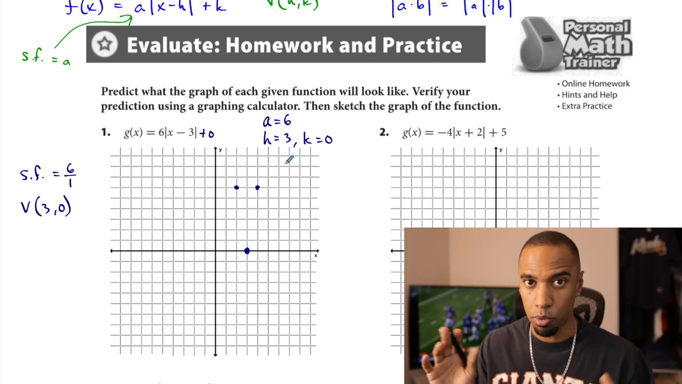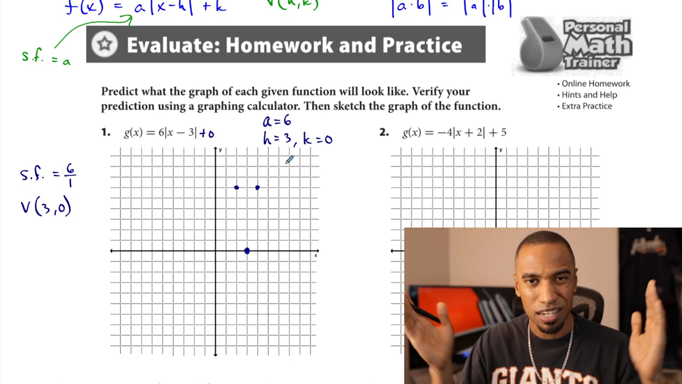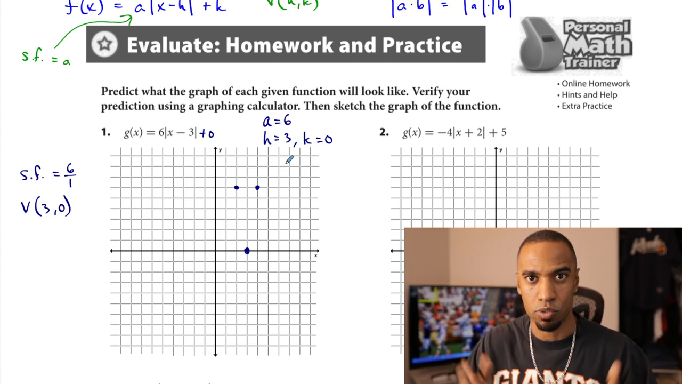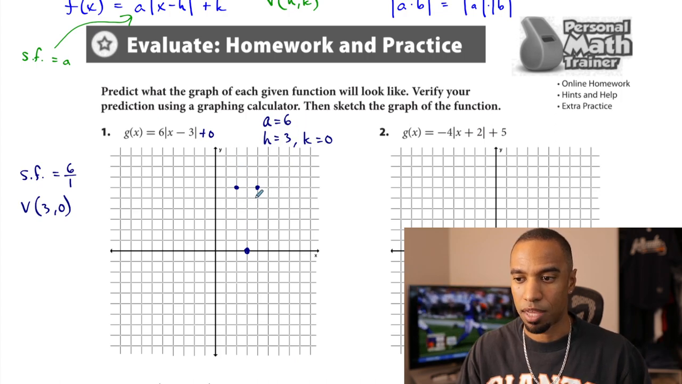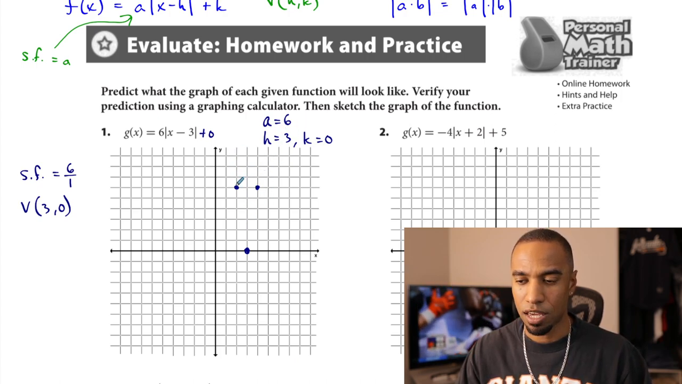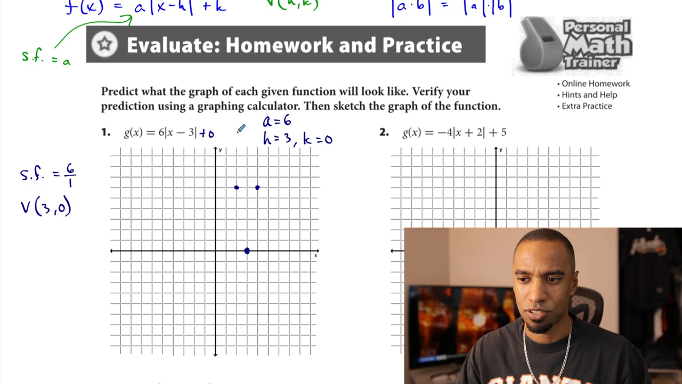This graph faces upward because of the a value, but the nature of the absolute value portion says x goes either direction while the graph goes up. So we go up that way and up that way. I don't really have enough room for the other points: 1, 2, 3, 4, 5, 6, and over 1, but it's something like that.